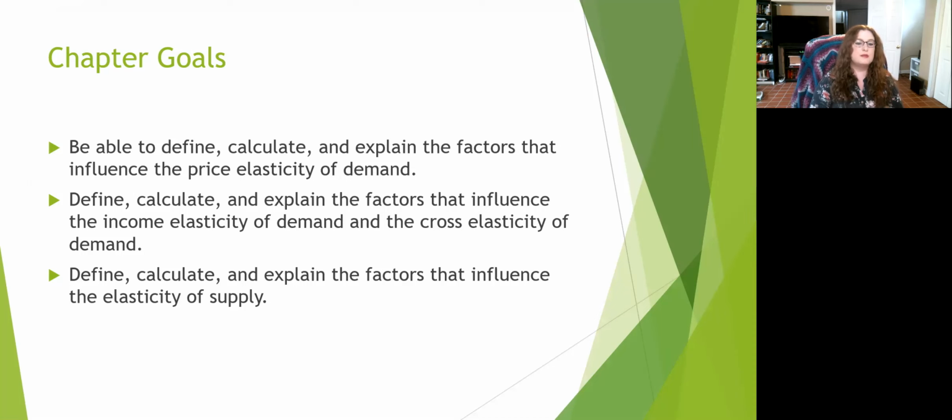I also want you to be able to define, calculate, and explain the factors that influence the income elasticity of demand and the cross elasticity of demand. These are 2 other concepts that we're going to be getting to. We're going to spend a majority of the time on this chapter on the price elasticity of demand. But these other 3, the income elasticity of demand, the cross elasticity of demand, and the elasticity of supply, are things that we are going to cover as well that you will theoretically need to know.